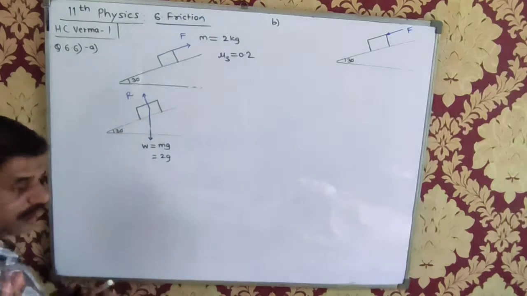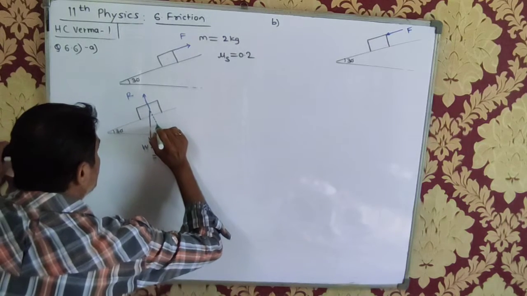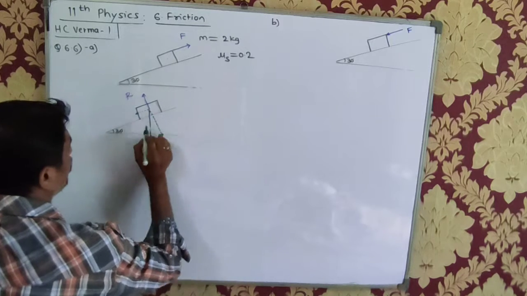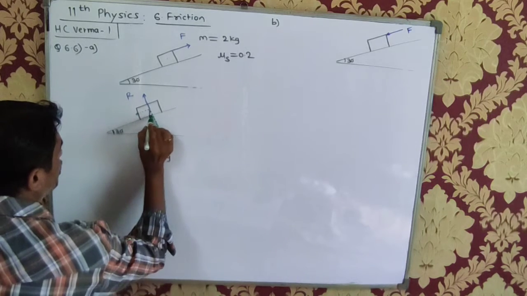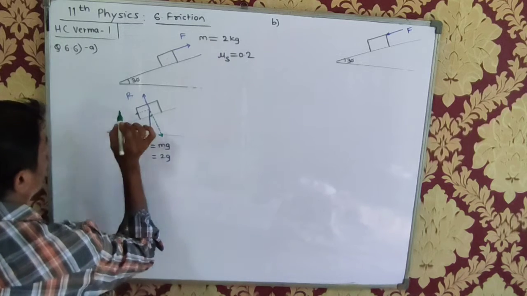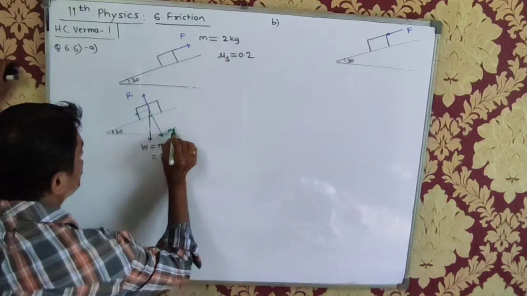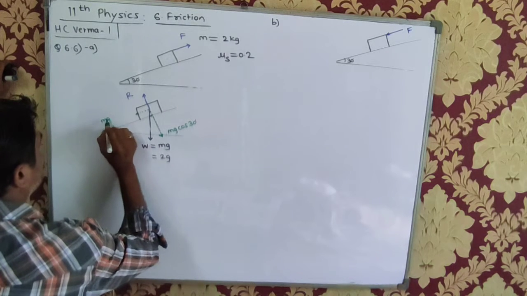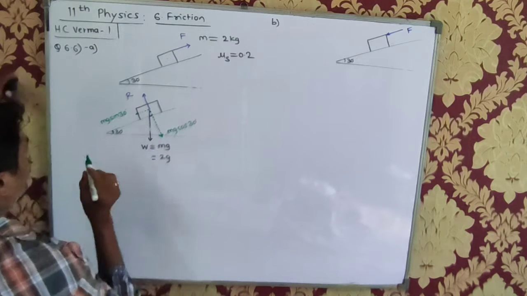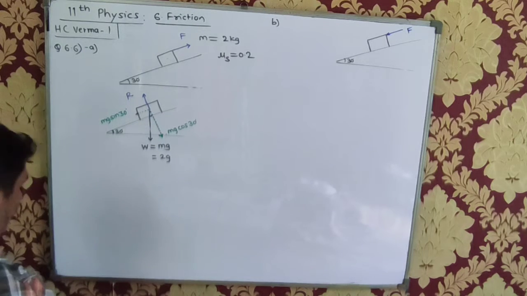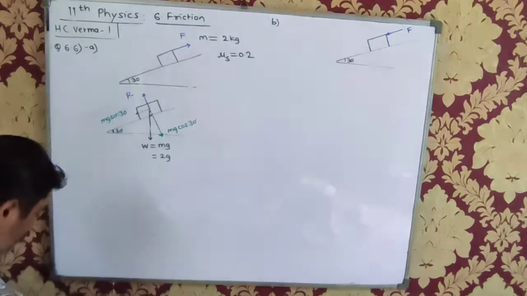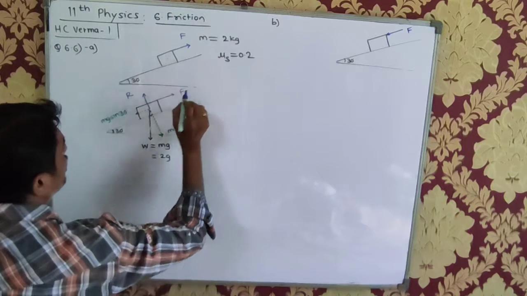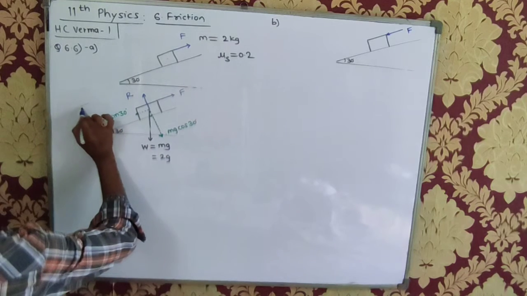Let me resolve the weight perpendicular to the plane and parallel to the plane. If this angle is theta, this will be the cos component and this is the sin component. So this is mg cos 30 and this is mg sin 30. In addition to that, now we want the block to move up. So this is the force applied, F, and this F is asked here. So the tendency of the motion is in the upward direction.